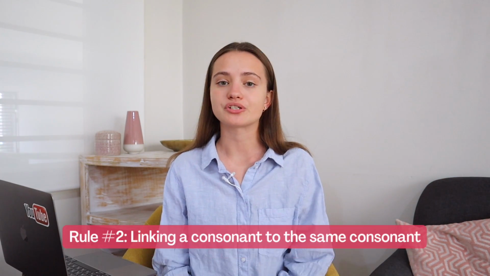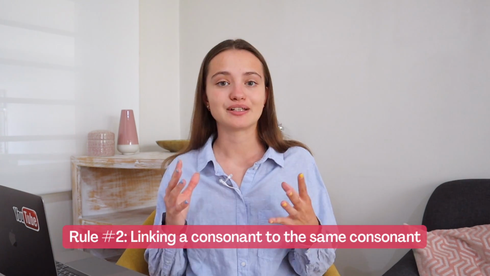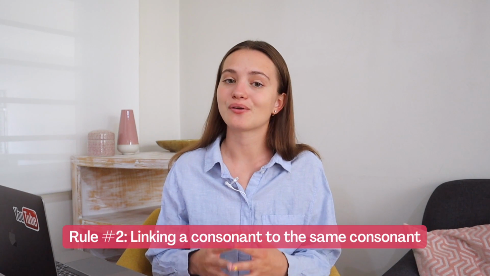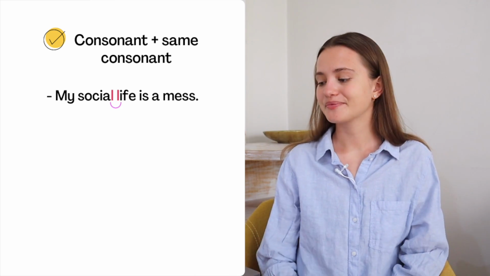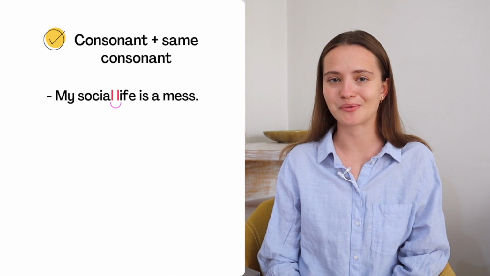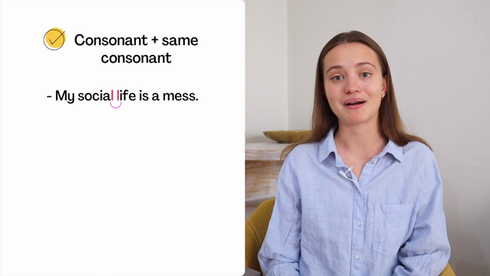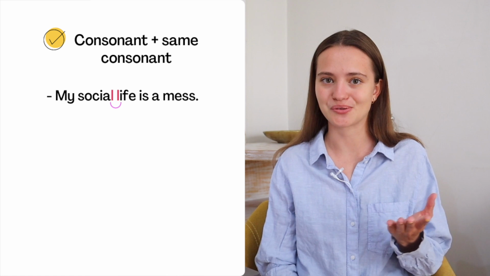The second rule we should talk about is linking a consonant to the same consonant. The words that contain these sounds are also called geminates or twin sounds. For example, my social life is a mess. So you don't need to pause after you say the word social. You don't need to say "my social... life is a mess." Just say my social life.